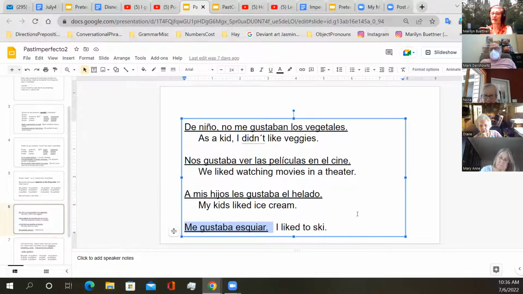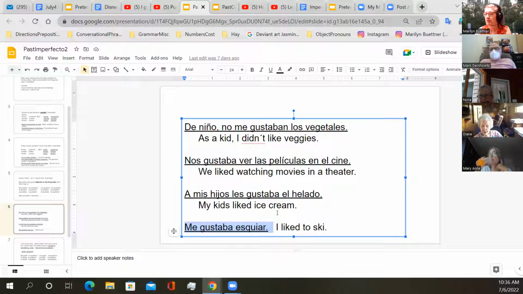Another one paired with an activity. Me gustaba esquiar. I liked to ski. I'm not talking about how many times. Who's going to go back and count how many times I skied when I was 20, 30 years old? Nobody's counting. I liked it. I did it a number of times. I don't know how many times, but a bunch.